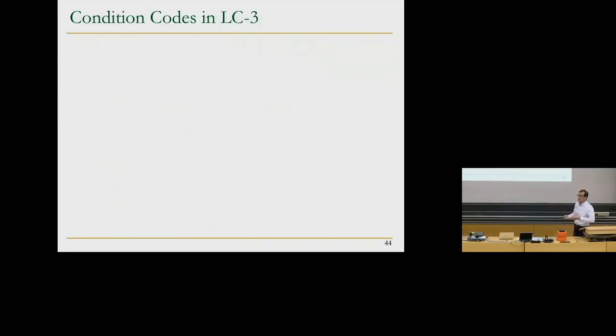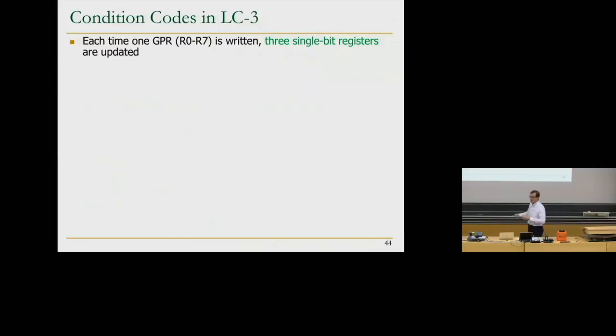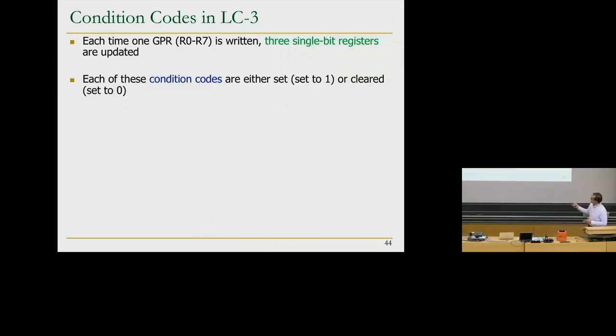So what are condition codes? This is actually interesting. This actually exists in, for example, x86. In the most common architecture today, you have condition codes, and they're important to know. So each time you write to a general purpose register, the machine, LC-3, automatically updates 3 bits. And these are single bit registers. They're called NZP condition codes. They're either set to 1 or cleared, set to 0.